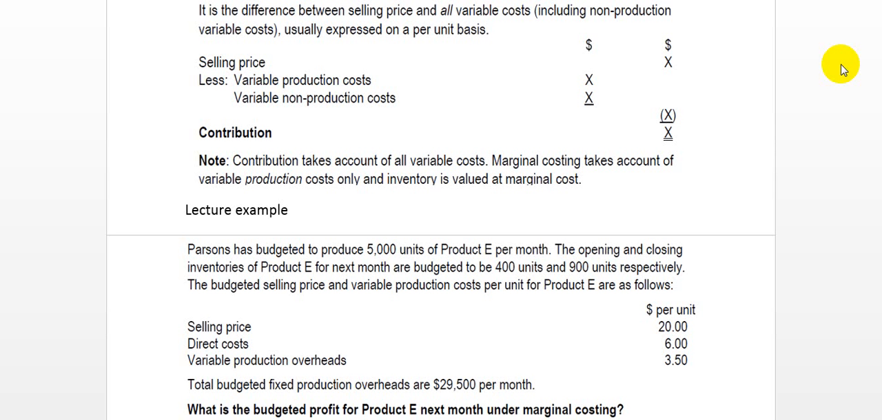So we continue with the person question. We are required to compute the budgeted profit for product E next month under marginal costing. We have the pro forma there, which starts with selling price. Our selling price, we are given $20 per unit.